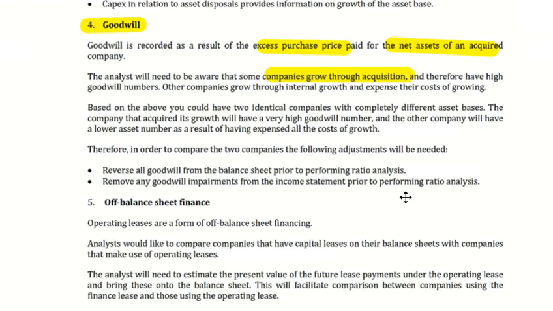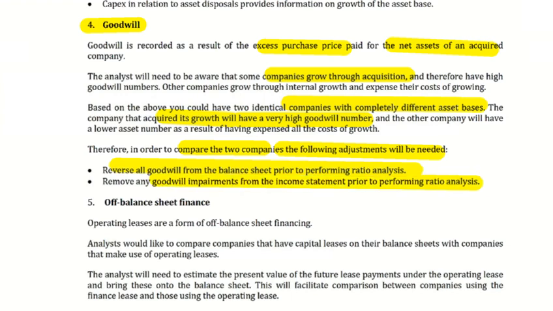We could have two identical companies with completely different asset bases. You could find some companies that have very high asset bases due to very high goodwill numbers. Another company might be a very good company but just have lower assets due to having expensed the items on their balance sheets. In order to compare two companies, often the following adjustments need to be made. Reverse all goodwill from the balance sheet before you start ratio analysis. Just get rid of it so you can compare like with like. And if you take goodwill out of the balance sheet, take any goodwill impairments or other items out of the income statement as well.